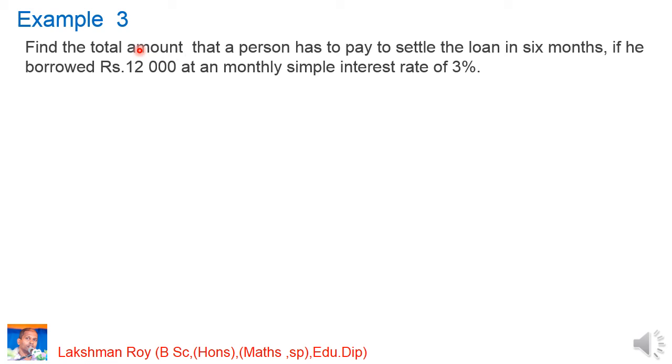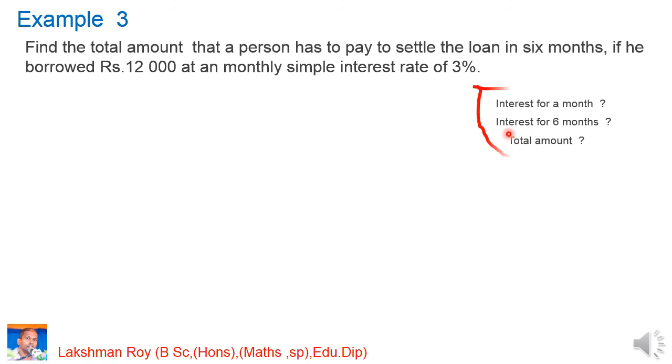So we want to find the total amount. Let's write the given data, students. We should find the interest for a month, and then find the interest for 6 months. If we calculate the interest for 1 month, we can easily calculate the interest for 6 months, and then find the total amount. That is how we are going to solve it.